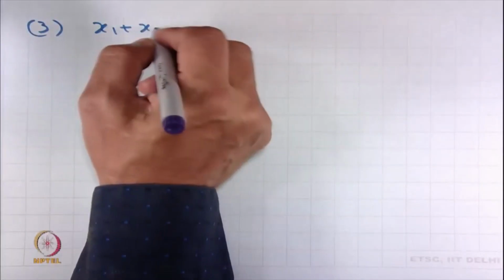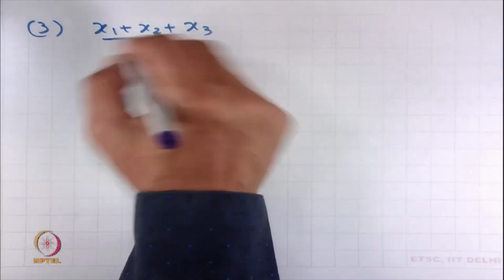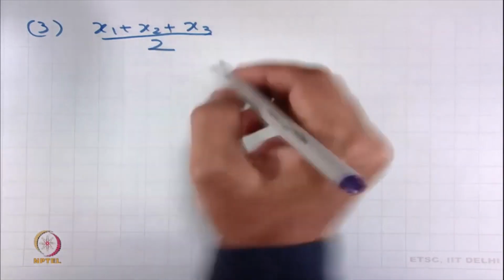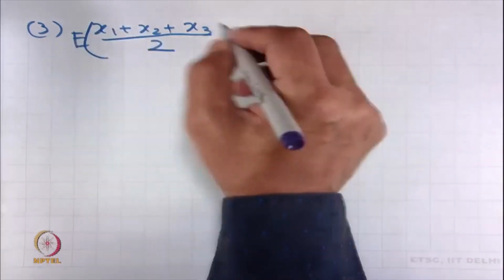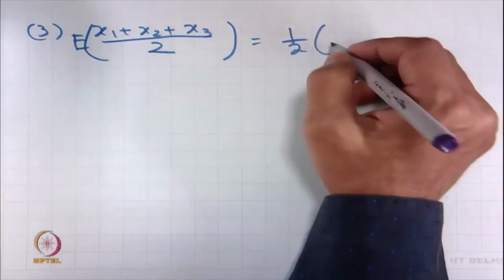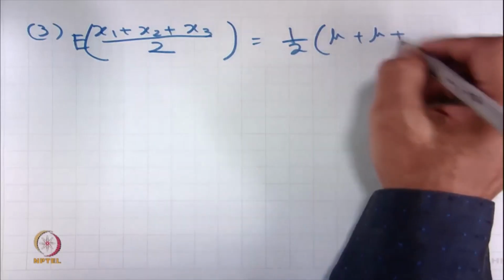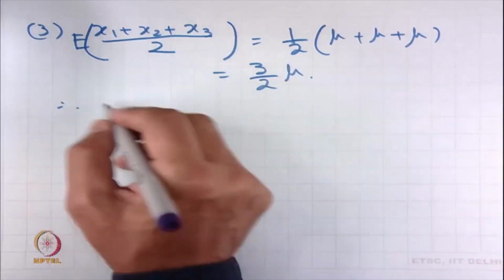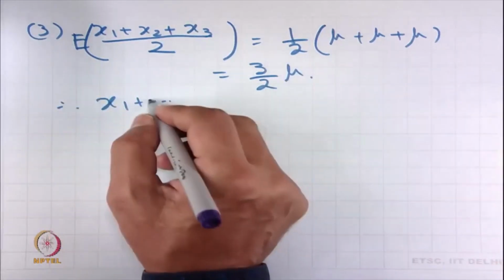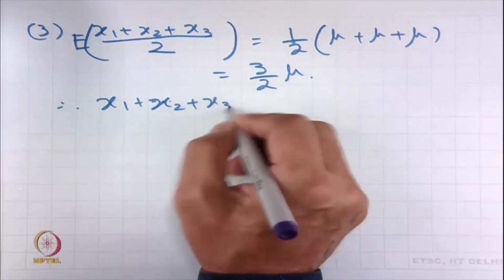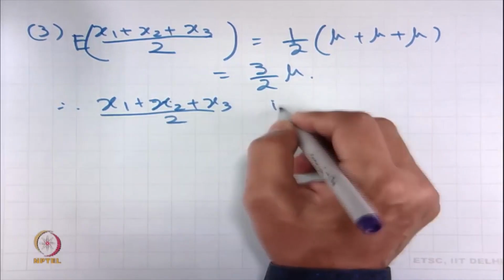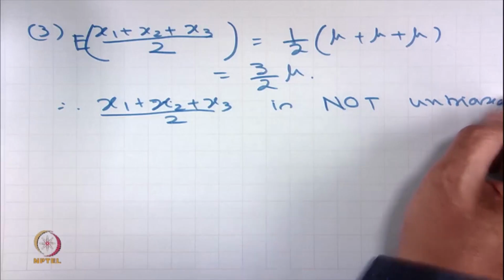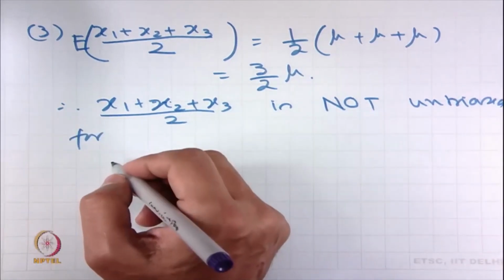(x1 + x2 + x3)/2, you can now easily understand that its expectation is equal to half into (mu + mu + mu), which is 3/2 mu. Therefore, (x1 + x2 + x3)/2 is not unbiased for mu.